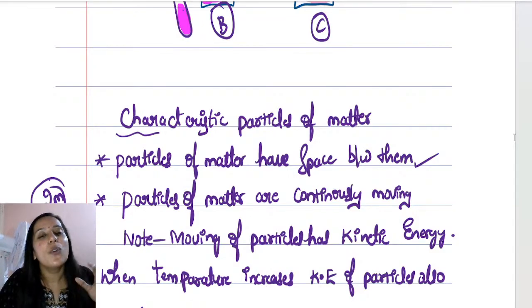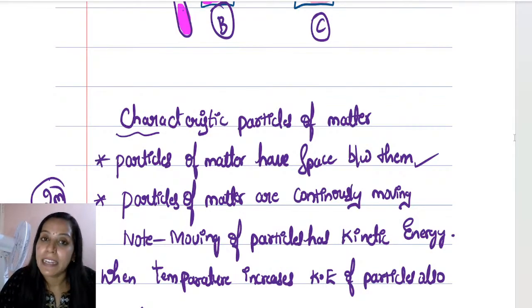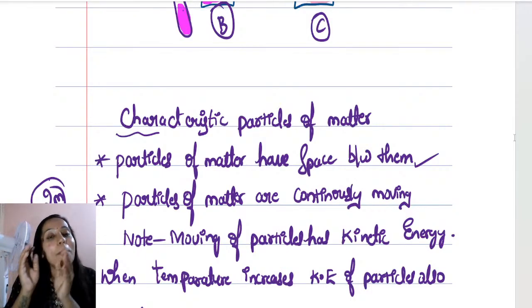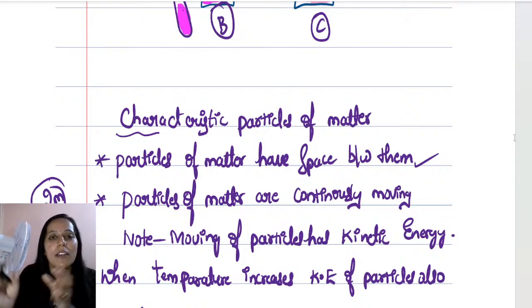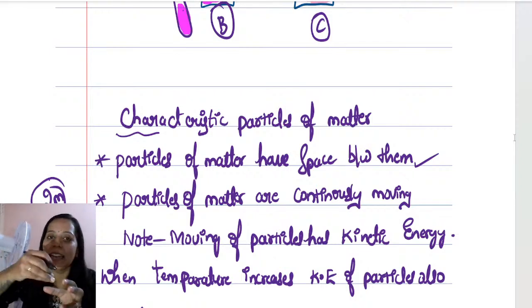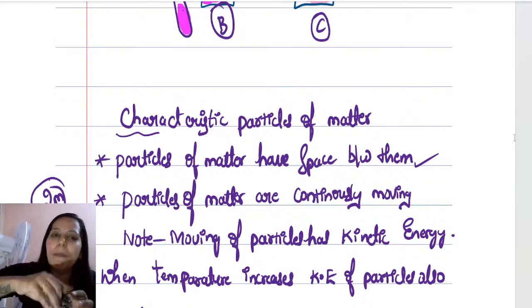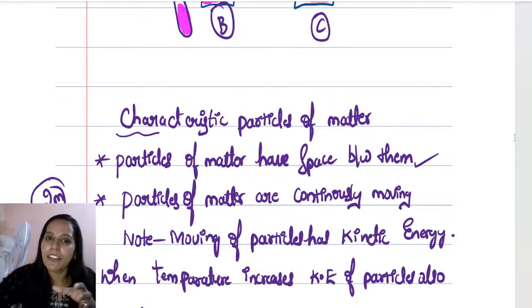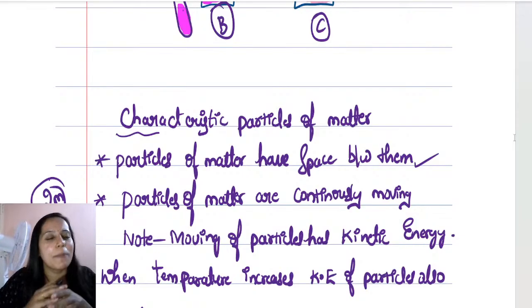So wherever there is space, definitely the intermixing of particles takes place, or another particle can occupy the space between the particles. When one matter is added to another matter, if that matter has space, definitely the added particle will occupy space there.